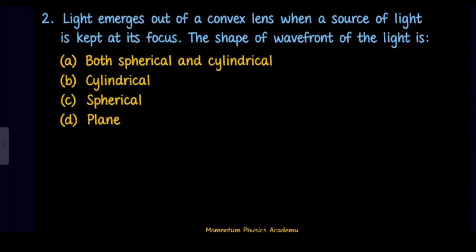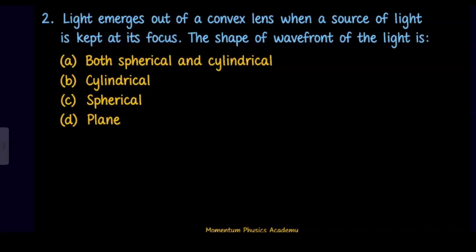Next one. Light emerges out of a convex lens when a source of light is kept at its focus. The shape of the wavefront of the light is... where the source is located. Source is at focus. If the object is at the focus, where will the image be formed? At infinity, infinite distance.